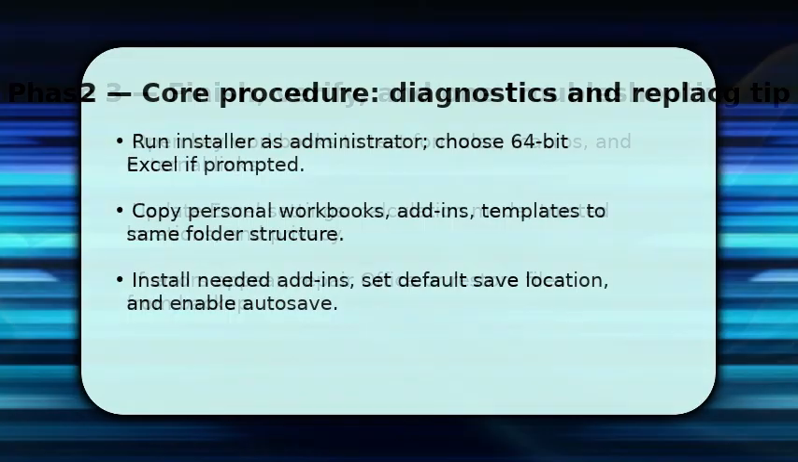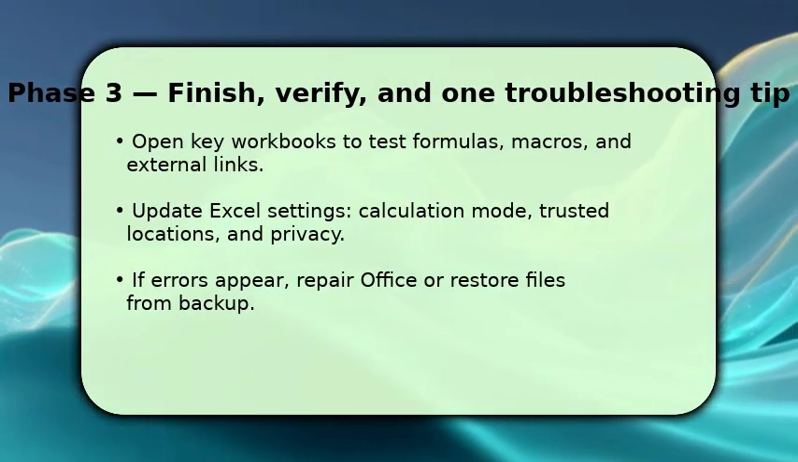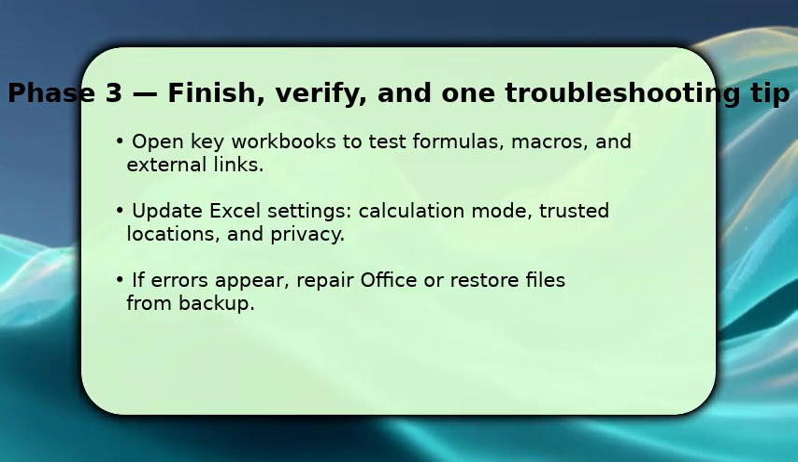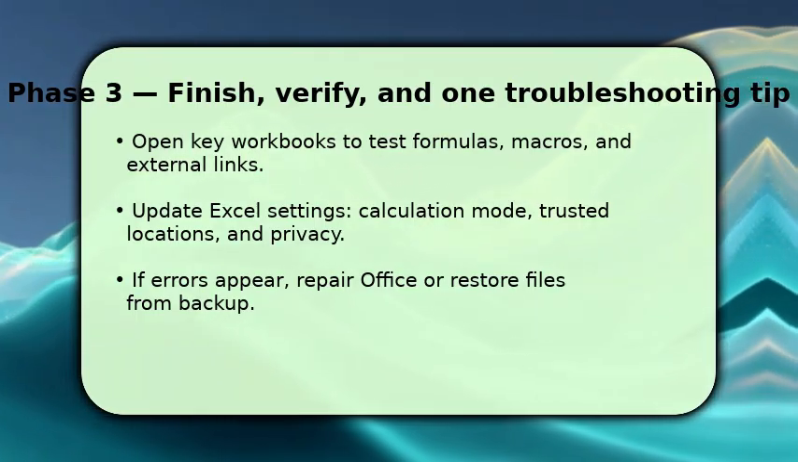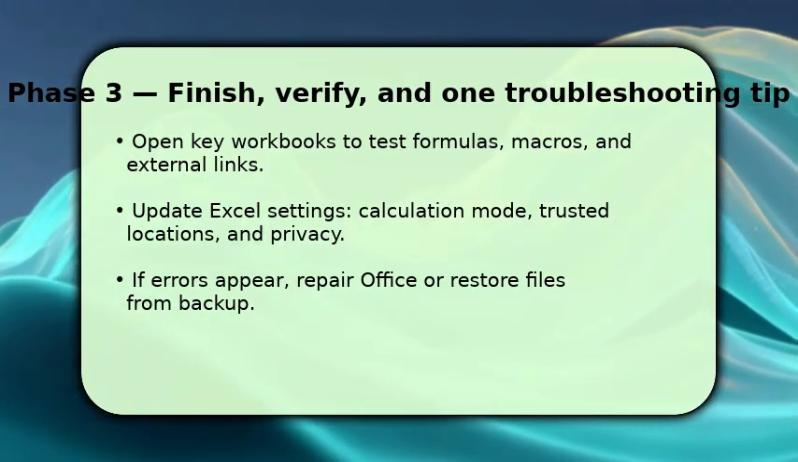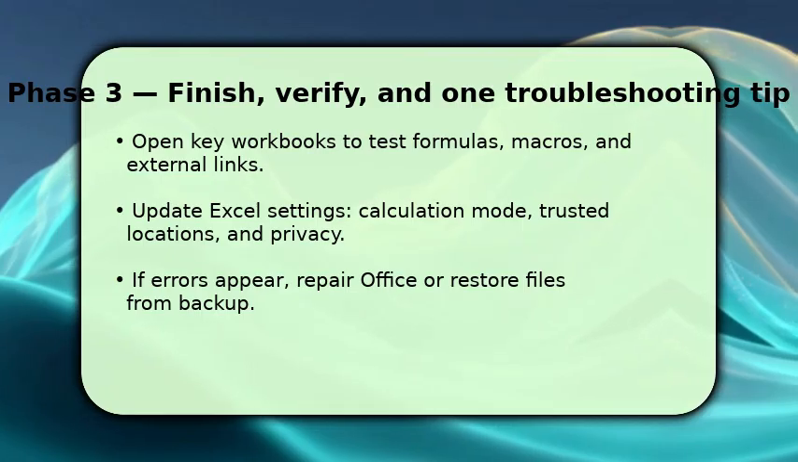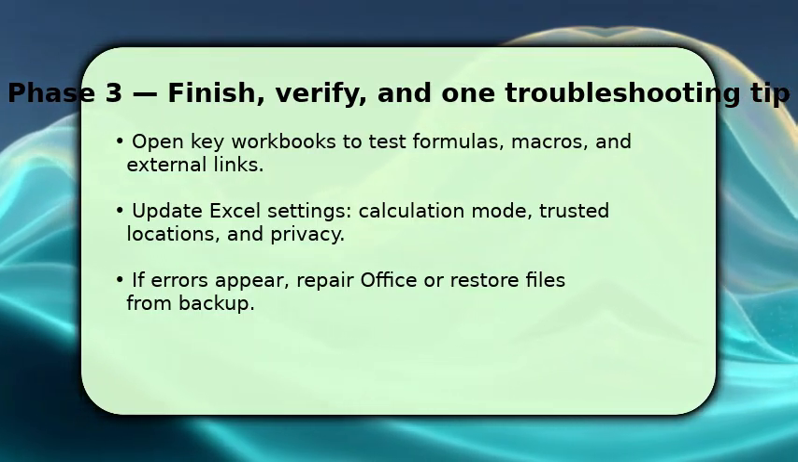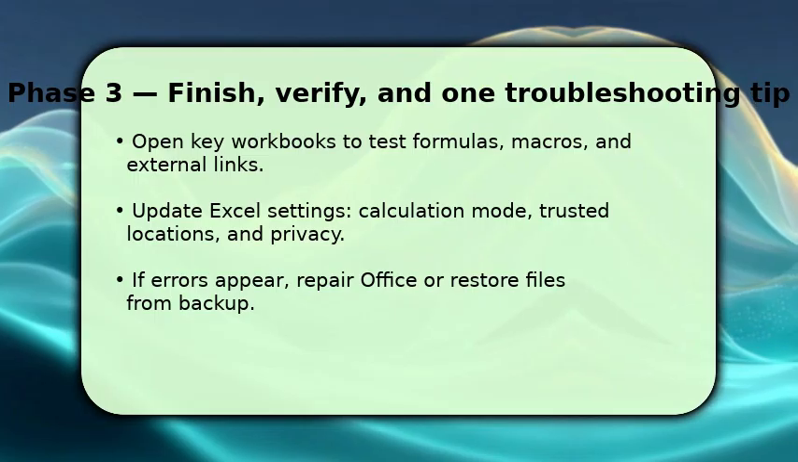You finish by opening critical workbooks and checking formulas, macros, and external links to confirm everything runs as before. Make sure Excel calculation mode, trusted locations, and privacy settings match your old setup. This prevents disabled content and wrong results. Once verification succeeds, sign in to OneDrive for cloud sync and confirm auto-save works.